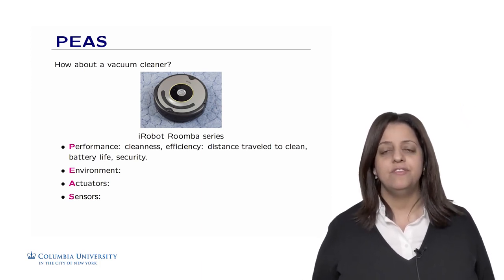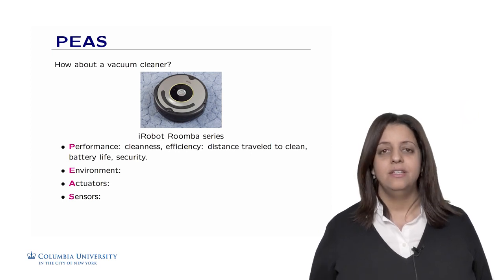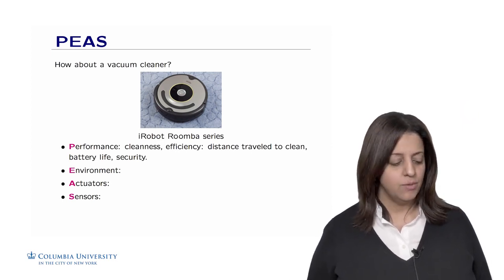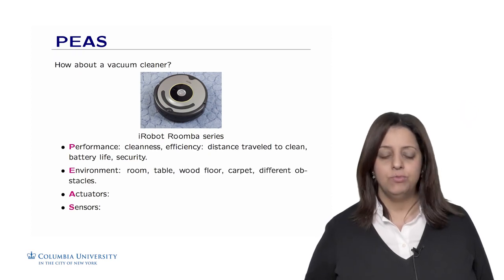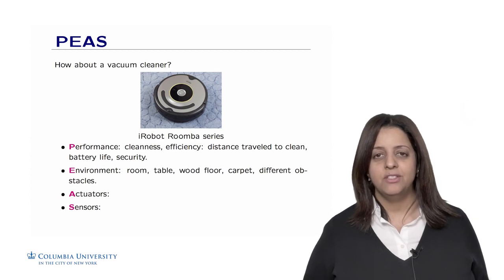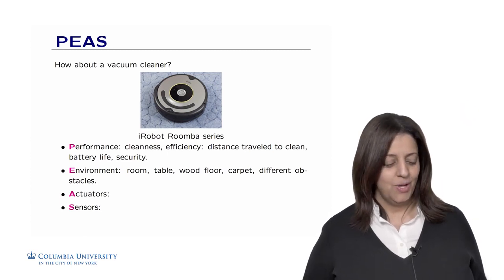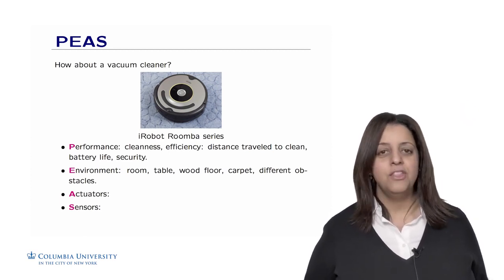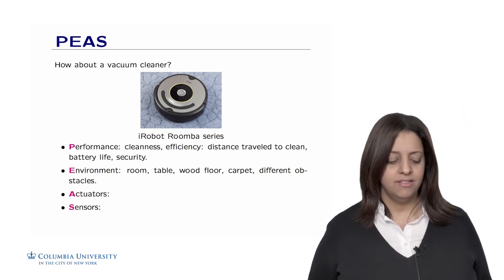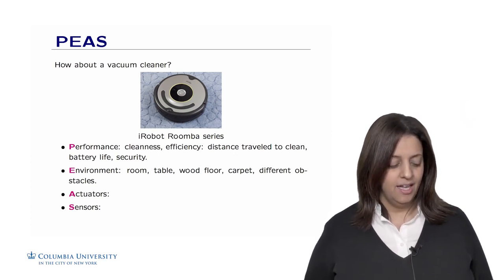So security is a very important aspect of this device before you add it to your house. The environment includes anything in the room, such as tables, wood floor, carpets, and different objects. Your kids' Lego could be swallowed by the machine. So the environment is anything around in the room that constitutes the environment of the vacuum cleaner.